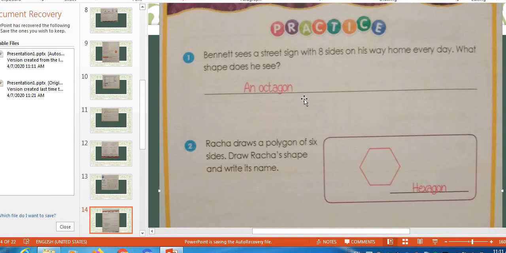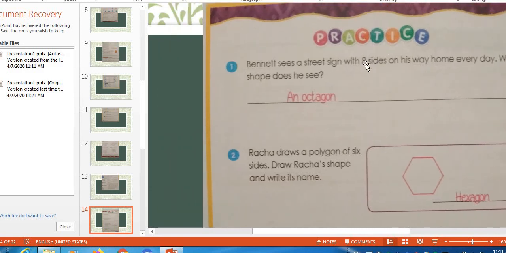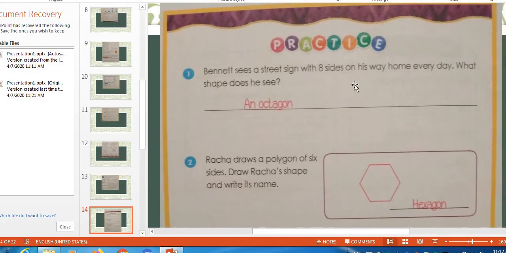Bennett sees a street sign with 8 sides on his way. 8 sides. Remember the digit 8. So here, on his way home every day, what shape does he see? Of course, octagon. Why? Octagon has 8 sides. Remember the letter O and the digit 8. 2 O's here. So remember 8 with octagon.